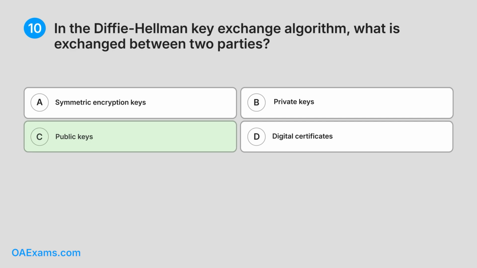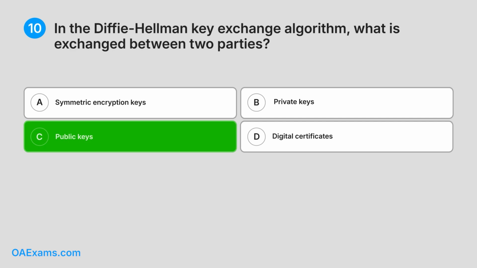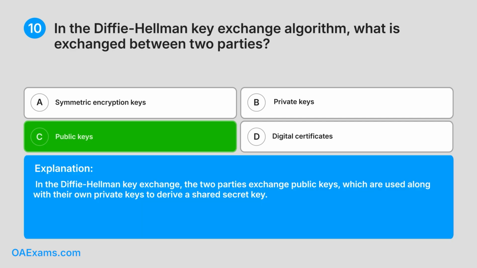Correct answer: C. Public keys. Explanation: In the Diffie-Hellman key exchange, the two parties exchange public keys, which are used along with their own private keys to derive a shared secret key.